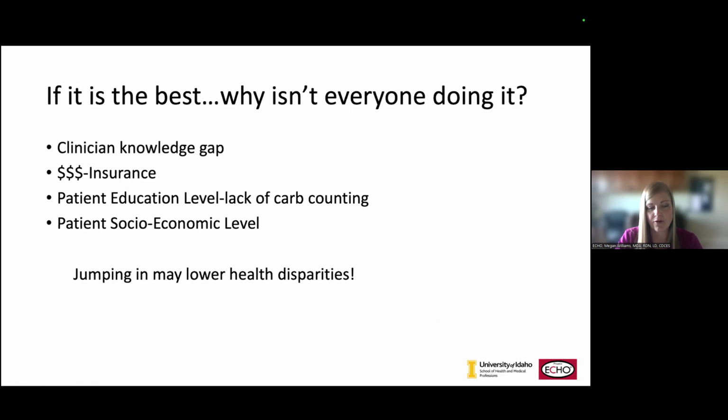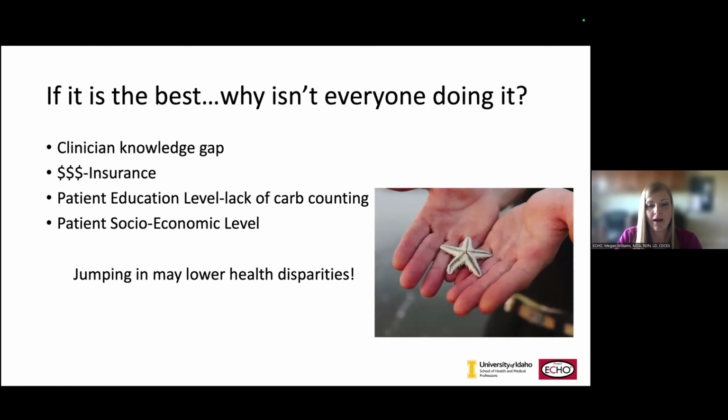Patient education level. For many of us, especially those of us in FQHCs or other places, other people that we've heard from through this series, we work with very low educated, language barrier, other issues that get in the way. And this can be a perception that keeps people from accessing automated insulin delivery. And going hand in hand with that is the socioeconomic level. So, what I want to encourage you to consider is if you're not doing this or embracing this, jumping in can help with health disparities.